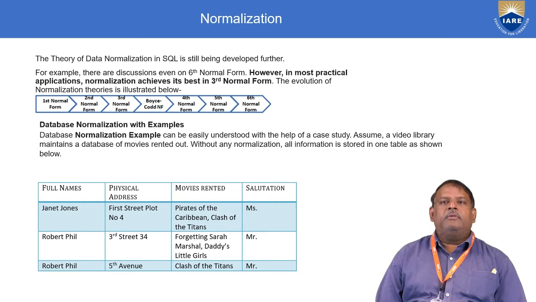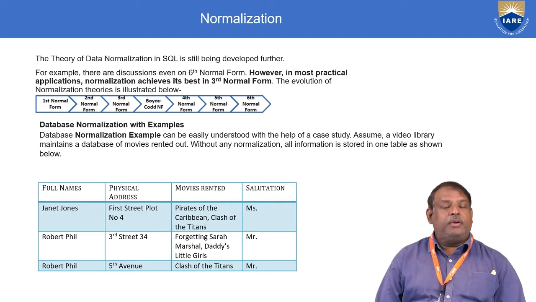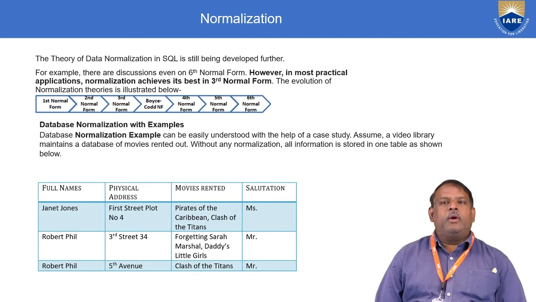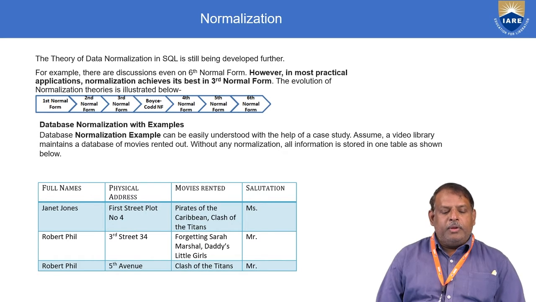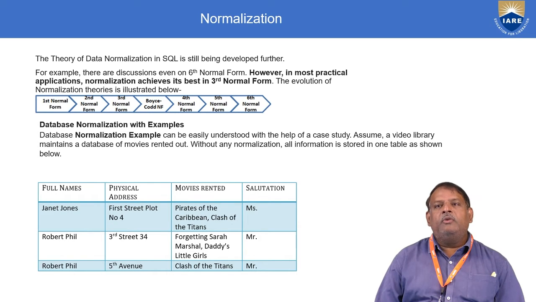The database normalization forms can easily be understood with the help of a case study. Assume a video library maintains a database of movies rented out. There is a video library which gives movies on rent. Without any normalization form, all the information is stored in one table: movie name, customer name, physical address, the movie rented, and how he is addressed, Madam or Mr. Okay. So if you don't apply normalization, the entire data is present in one table.